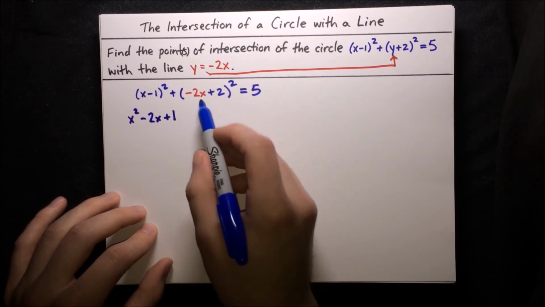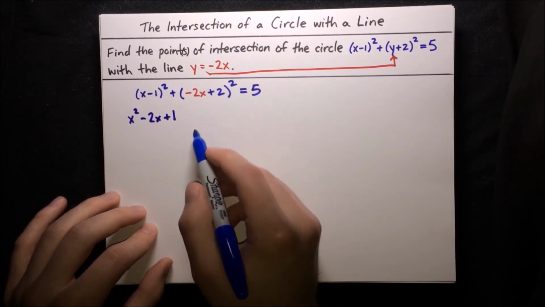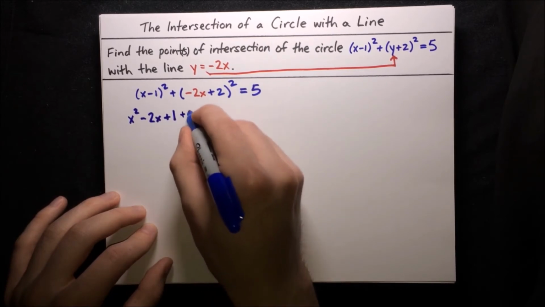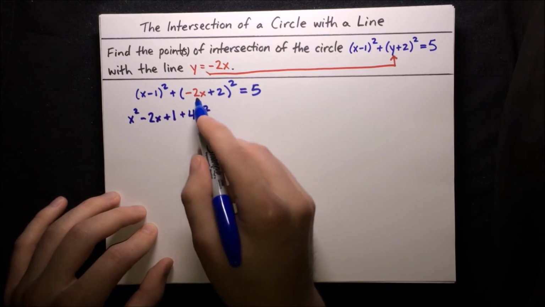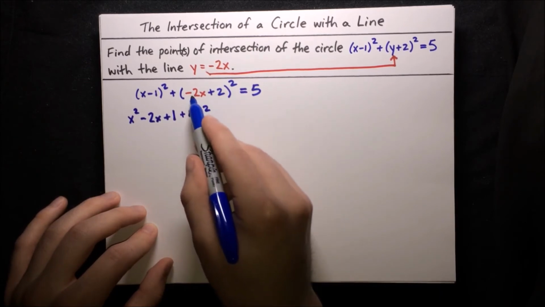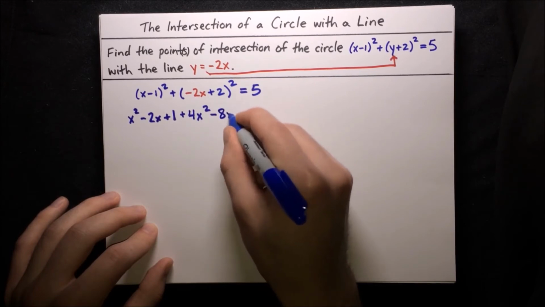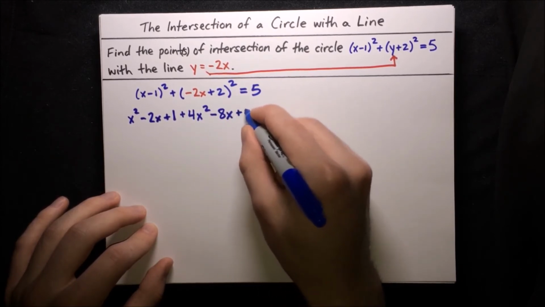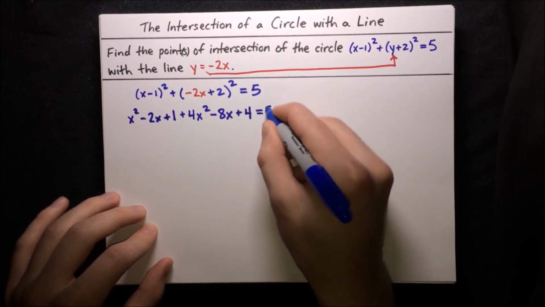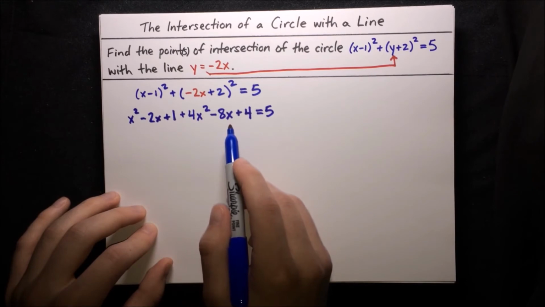And then (−2x + 2)², well, −2x, that quantity squared, is 4x². And then plus 2 times the first term times the second term, 2 times −2 times 2 is −8, and we've got an x in there. And then plus the last term squared, so plus 2², which is 4. And that's all equal to 5. Okay, great, so we've expanded this out. Let's collect up like terms now.